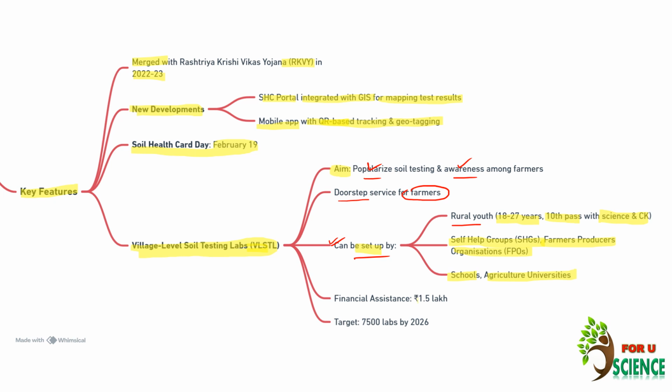Financial assistance of 1.5 lakh will be given per establishment of this type of lab, and the aim is 7,500 labs by 2026. Out of these, 665 labs had been established by February 2025. And this is all about the Soil Health Card scheme.